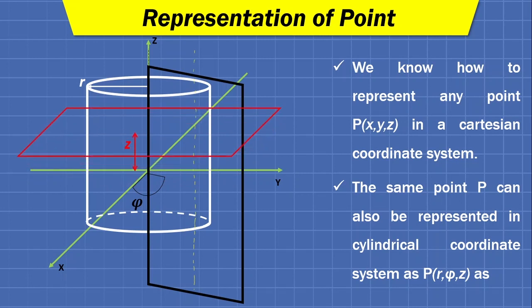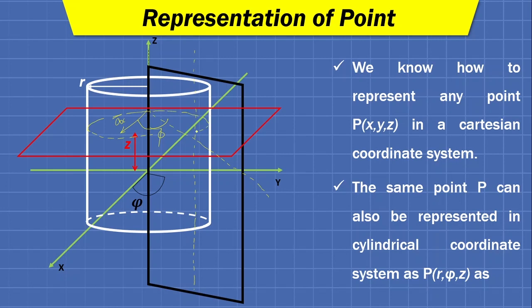And the third surface is again a plane which is parallel to the xy plane at height z from the origin. Fine. Now the intersection of this red plane and black plane will give us a line originating from any point on the z axis, parallel to the xy plane and making the same angle phi with the x axis, because this direction is a_x bar, the same angle phi it will form with the x axis. And the intersection of this white cylinder and red plane will be a circle.